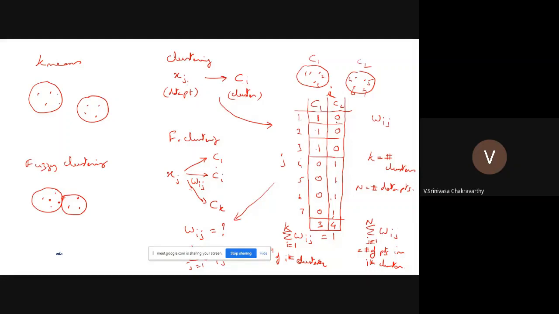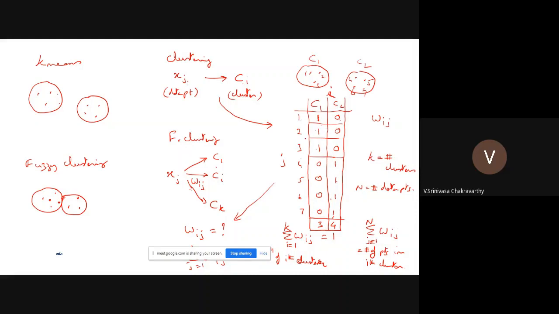Wij will be a matrix, where on the rows we have j, which represents the data points. In this case, there are 7 data points. And columns are clusters. In this case, there are only 2 clusters. So a given data point can only belong to one cluster. Therefore, in a given row there can be only one 1, and all the other entries must be 0. So the sum of all the entries in a row must be equal to 1. That is the first condition on this membership matrix.